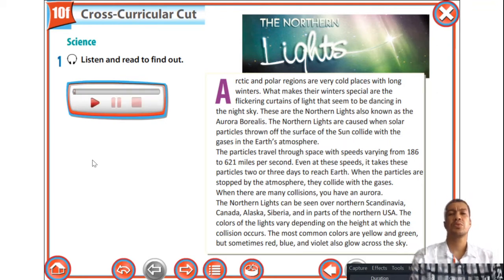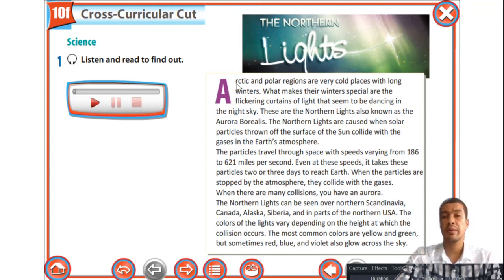And that concludes it for the short reading passage. For those that just joined, we're still talking about the Northern Lights. So what is this whole passage all about? This whole passage we're talking about the polar regions and the Arctic, which are very cold places in the winter. And when we refer to Arctic, we talk about the northern hemisphere, where we can find the polar bears. And the northern parts. So what makes the winter so special are the flickering curtains of light.